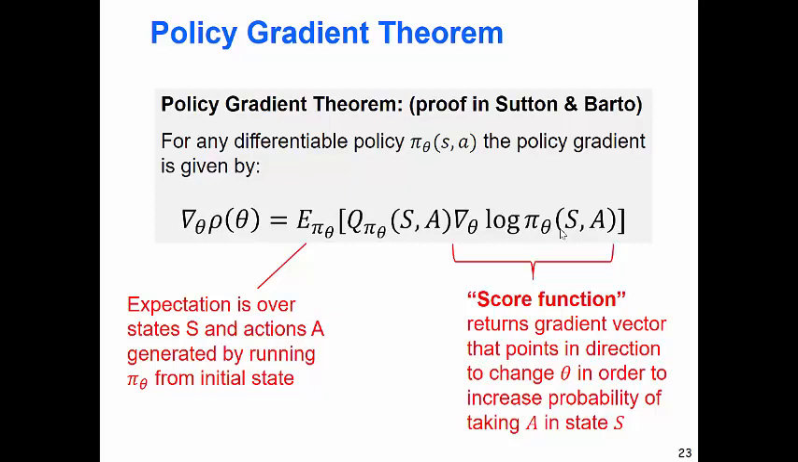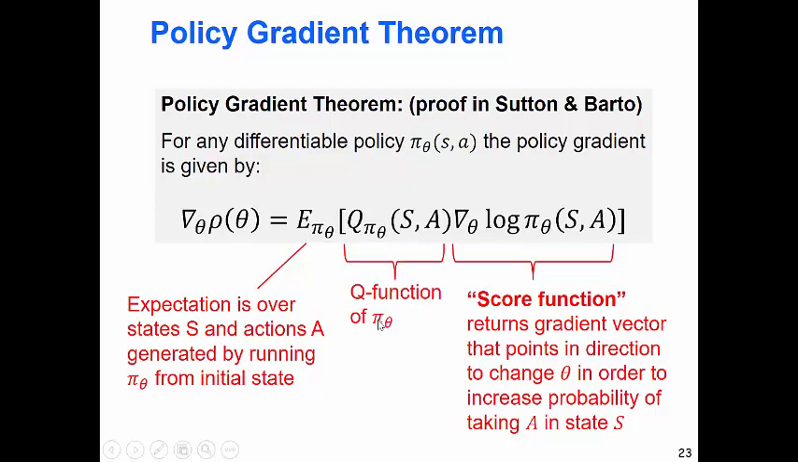And intuitively, if you thought that taking action A in state S was good, like it was really good, you would want to move in that direction, right? You want to move in the direction of the score function. If you think that taking action A in state S is really bad, you would want to move in the opposite direction, because that would decrease the probability of taking A in S, right? So it's very important that you understand what this is. It's a vector pointing in the direction of increasing the probability of A in S.